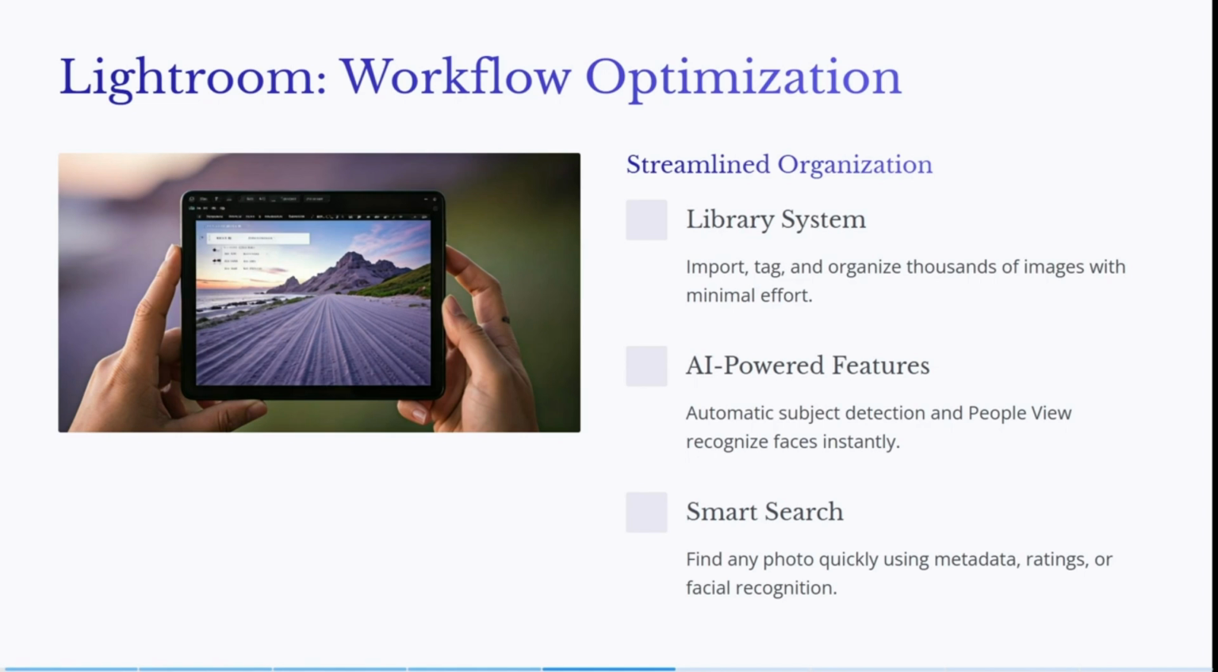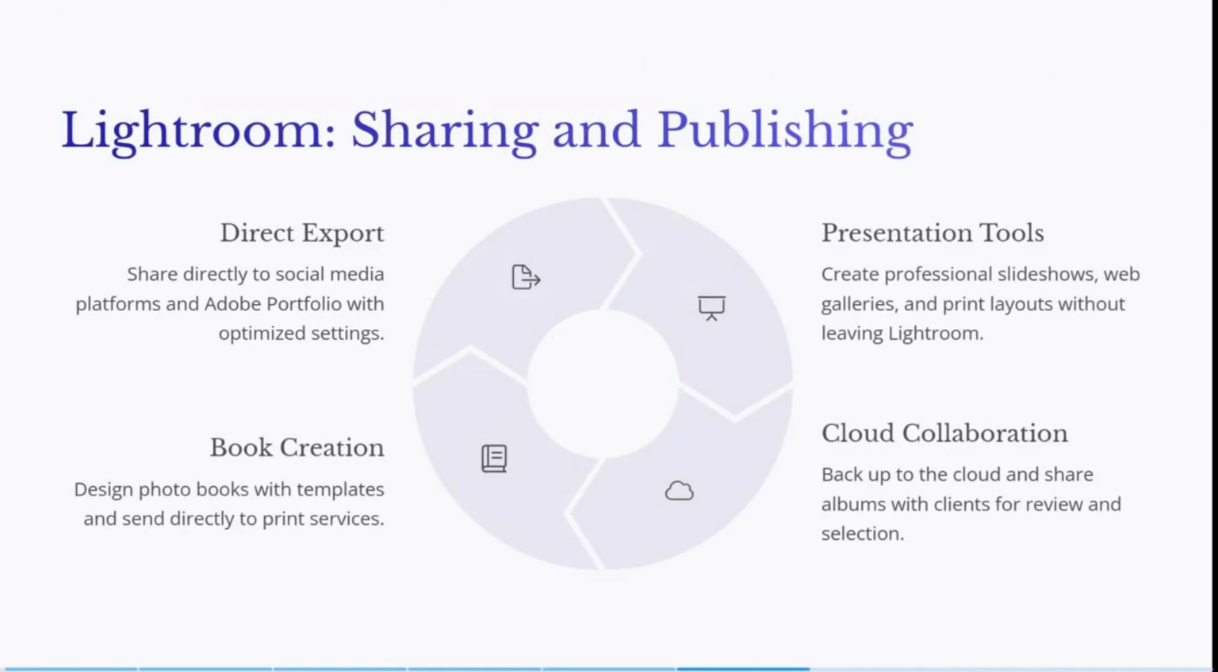It has automatic subject detection and people view, which recognizes faces in your photographs instantly, and you can find any photograph quickly using metadata, ratings, or even facial recognition. You can see over here also you can share it directly to social media, which is really great. You can design photo books with templates and you can send it directly to print services.